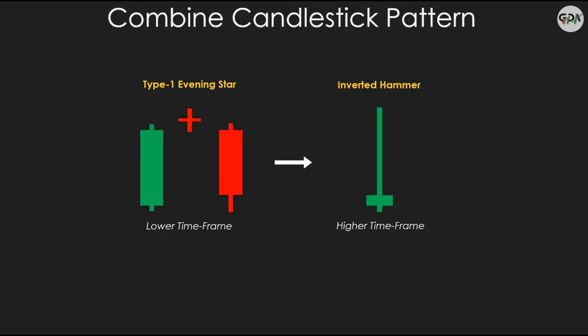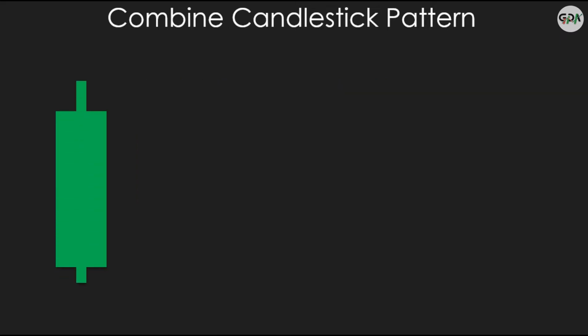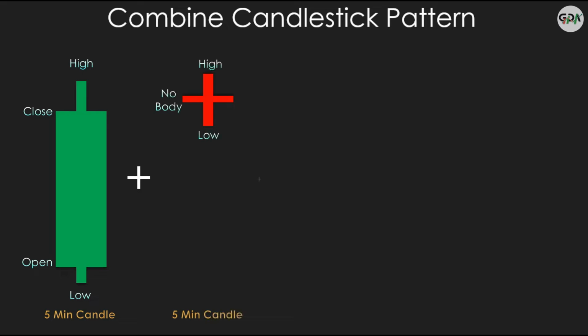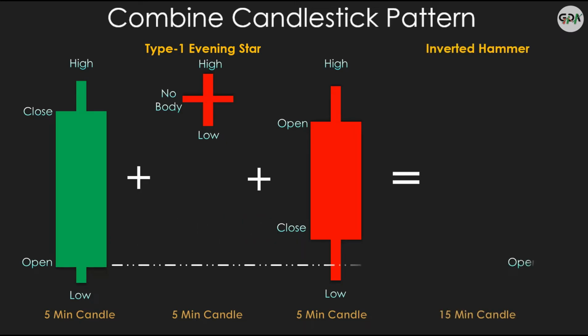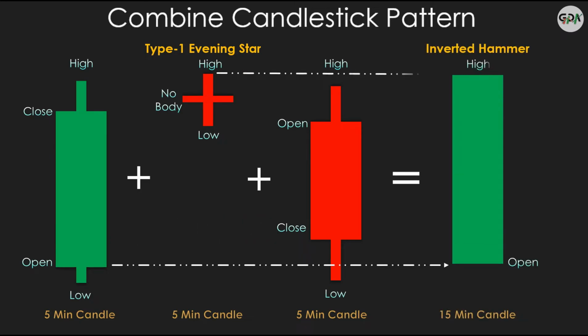For example, we will take 3 5-minute candles. The first candle is a solid green candle. The second one is an indecision doji candle. And the third one is a solid red candle, which closes above the open price of the first green candle. As we have discussed, the closing price of the third red candle is the key point to remember. The resultant candle will be an inverted hammer in the 15-minute time frame.